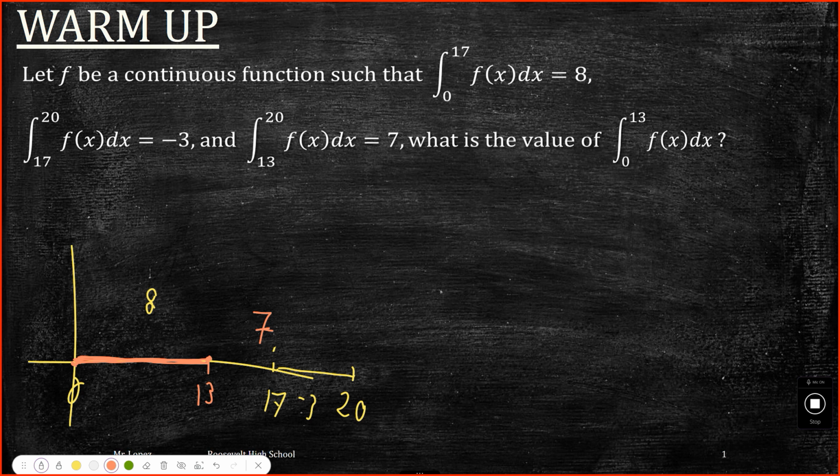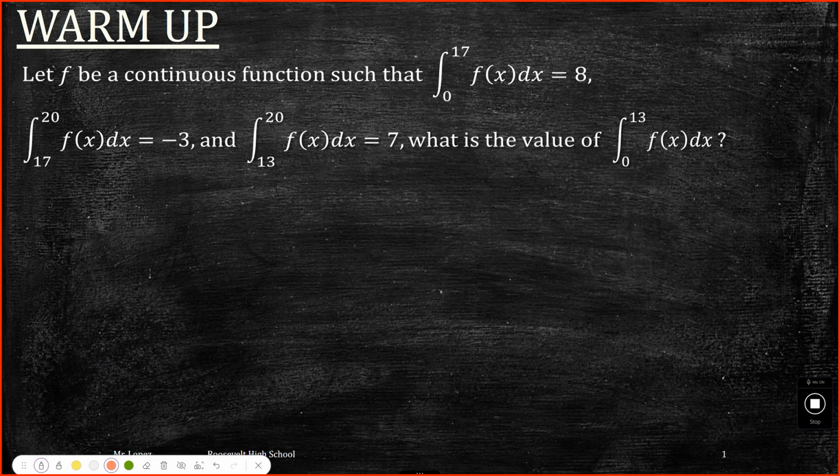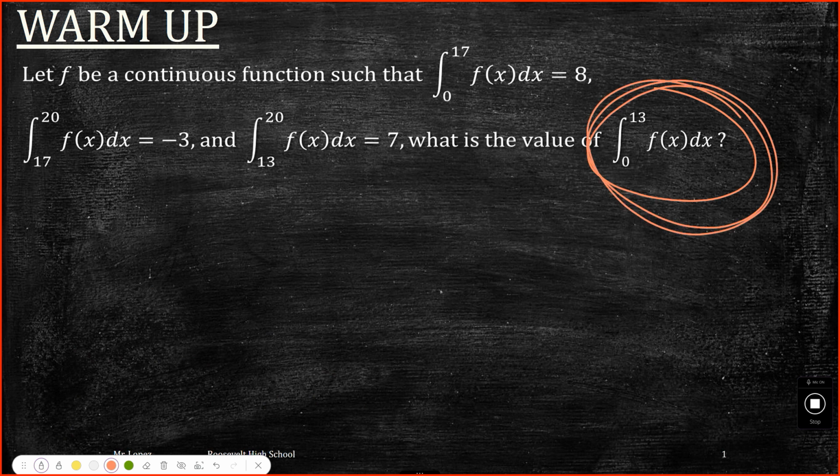Let's see. What did it do? All right. So we want to know, what do we want to know? What is the value from 0 to 13? This is what we want to know. If some way we can manipulate this, how can we manipulate this? Let's do the addition. Let's add these up, no? Yeah. Let's add these up. This one with this one.